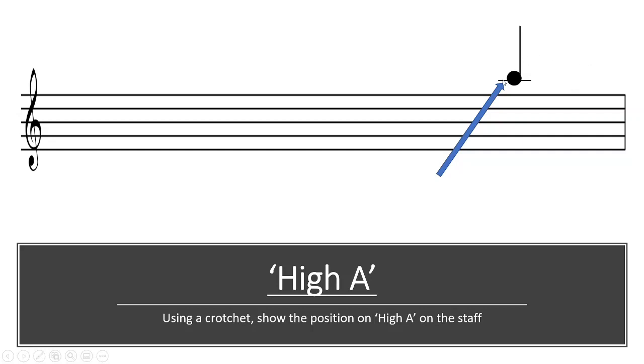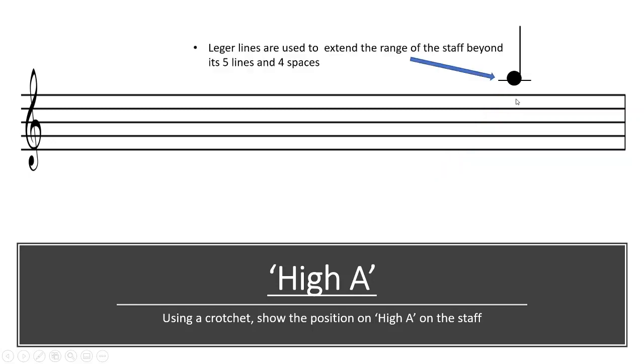But once you understand why we use ledger lines and what they look like and why they sit there, then using 2 or 3 of them becomes incredibly easy. Don't stress about it just now. And there we are. Ledger lines extend the range of the staff beyond the 5 lines and 4 spaces. So it's telling you it's out with the range of this staff.